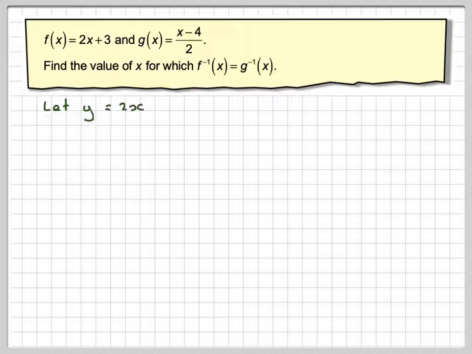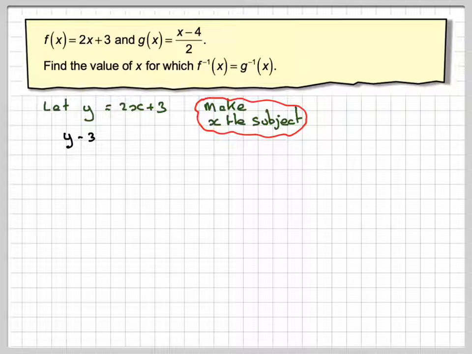So, finding the inverse, first of all, you take this one and let y be equal to 2x plus 3, and you now make x the subject. Taking 3 from both sides, we get y minus 3 is equal to 2x. Then dividing both sides by 2, we get that x is (y minus 3) over 2.